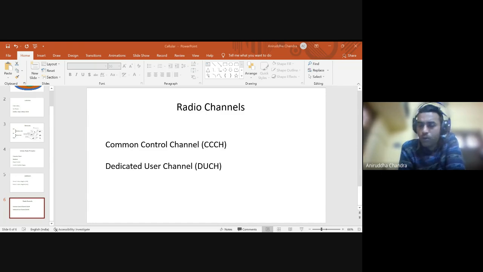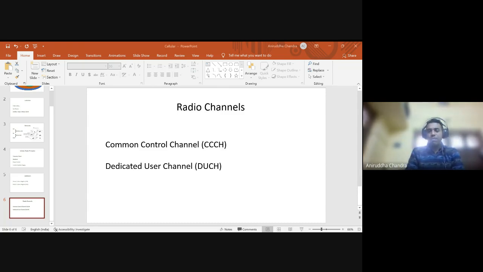One is the common control channel, the other one is the dedicated user channel, CCCH and DUCH. DUCH is pretty straightforward to understand. DUCH is the part of the channel which is used for communicating, that is transferring your speech, getting data or something. So the actual information that we want to send or receive goes to DUCH. So that is one part.